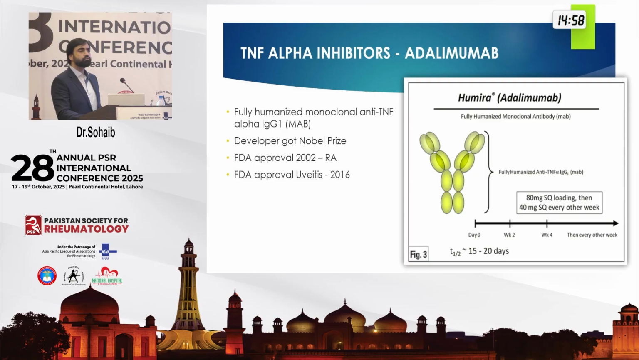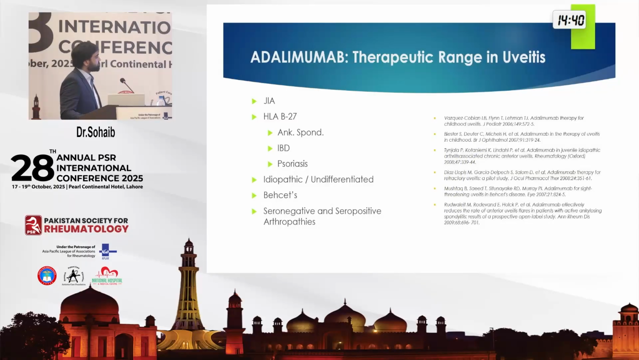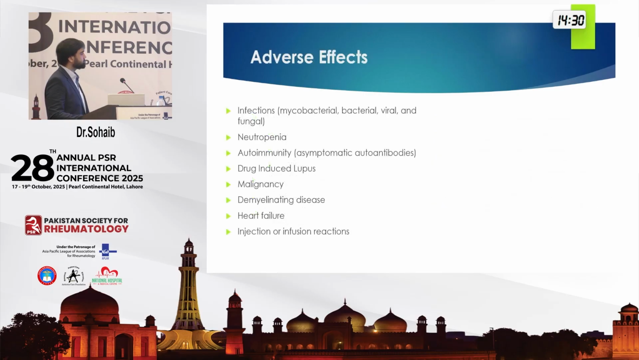It was first approved for rheumatoid arthritis back in 2000, but it received FDA approval for uveitis in 2016. It was a good amount of 14 years before the FDA regulated this for uveitis. So the injection is given, this is the regimen. The therapeutic range for adalimumab in uveitis is GIA, B27 related disease, undifferentiated Behçet's, seronegative, seropositive arthropathies.